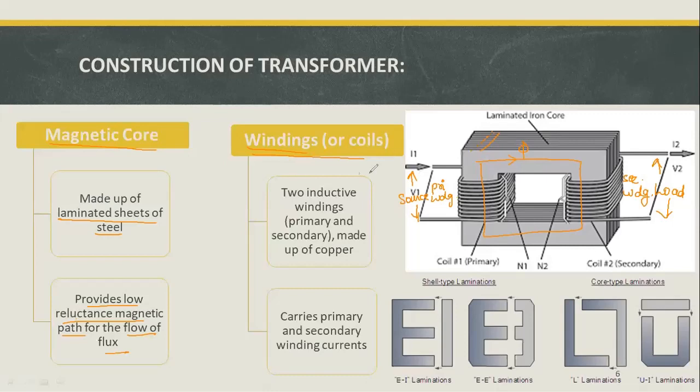Now I have written here that the two windings are inductive in nature. The meaning of inductive winding is that they are not directly connected with each other, or we say there is no electrical connection between these two windings, since they are placed on the same magnetic core. So we say that these two windings are inductively coupled. That is why we call these windings inductive windings.